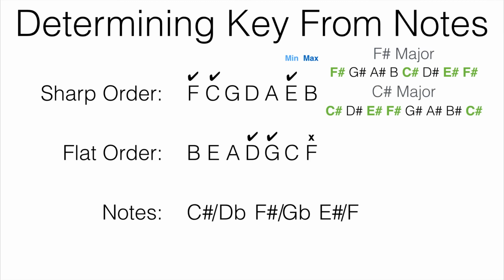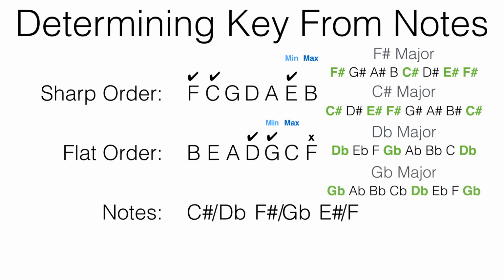Heading over to the flat list, we can see that the most flats that are possible is 6 flats, and the least would be 5 flats. Therefore, the possible flat keys are D flat major, which has 5 flats, and G flat major, which has 6 flats. So, in this example, we have 4 different possible keys.